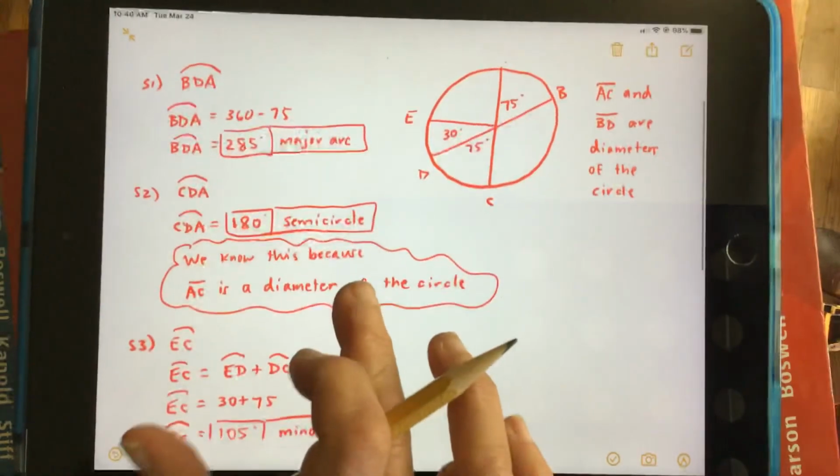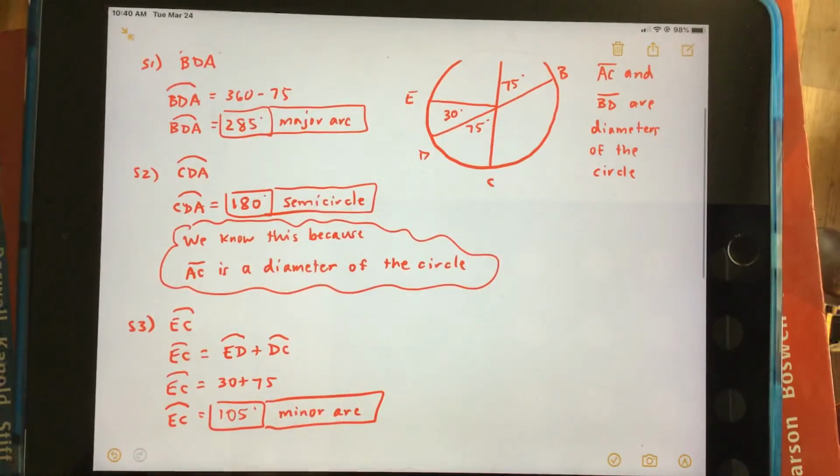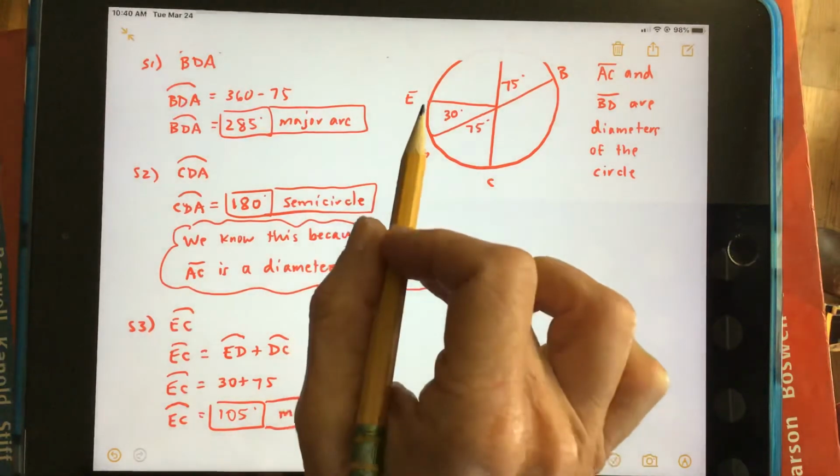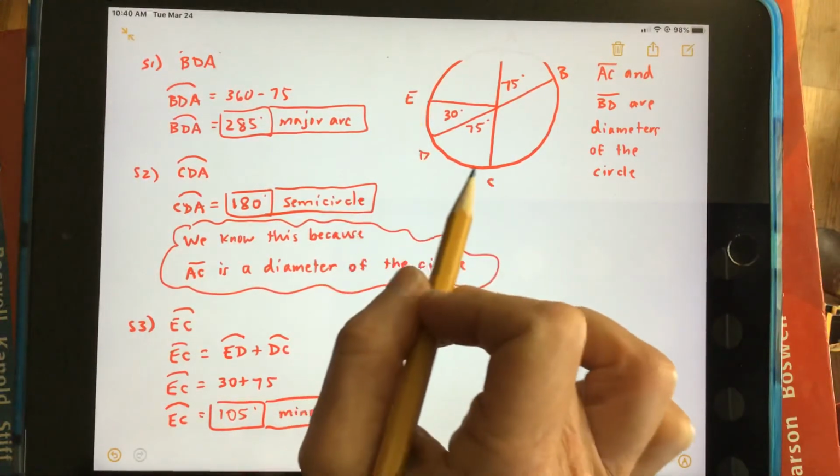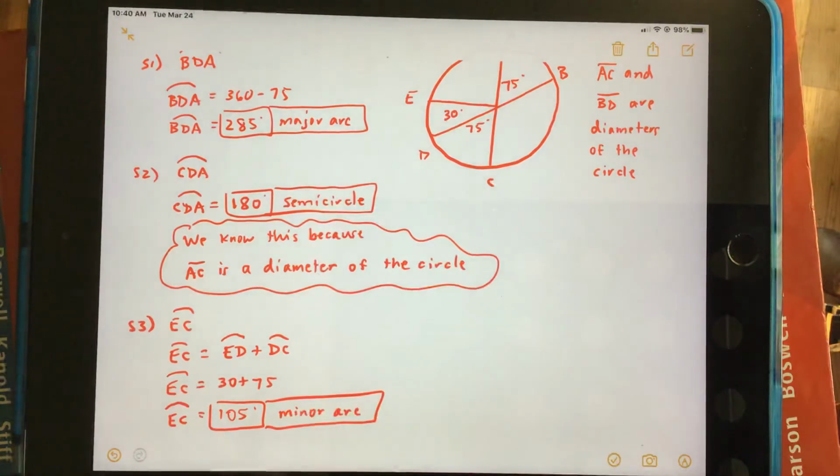Last one, sample 3. Sample 3 asks us to figure out the arc measurement for EC, and that's here. So it's the short way from E to C. Remember, if there's two letters, you go the short distance. If there's three letters, you go the long distance to include that middle letter. So our minor arcs will have just two letters. So we are stating that it's a minor arc.